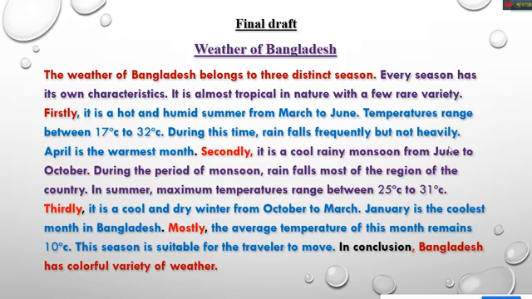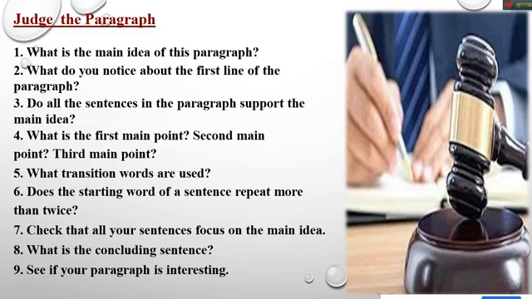Okay, so let's see what happens. We have finished writing, and now it's time to judge the paragraph. Okay, then how will you judge it? It is fine-tuning at the last stage of writing a paragraph. So you have to give emphasis to the following points. Of course, you have to remember that before publishing, you should have a look considering the following points that can make your writing a finished product, a good piece of writing.